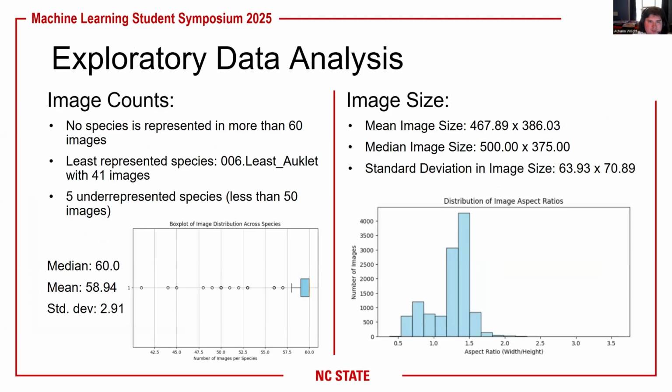And here you can see our exploratory data analysis for the dataset. You can see that no species of bird has more than 60 images. However, there are some with less. There are 5 species with less than 50, and the least represented is the least auklet with 41 images. On the right, you can see the distribution of the image aspect ratios. You can see that the average image is about 467 by 386.